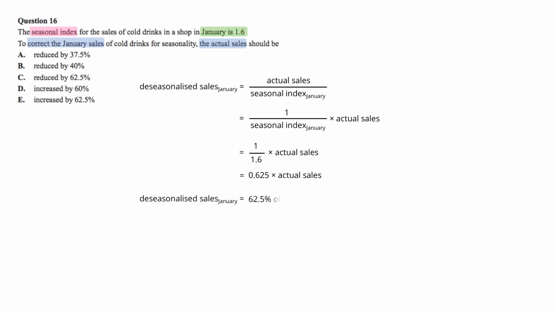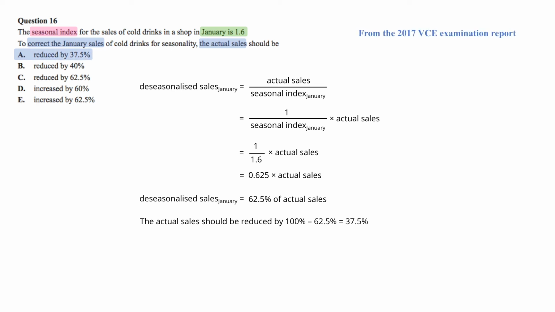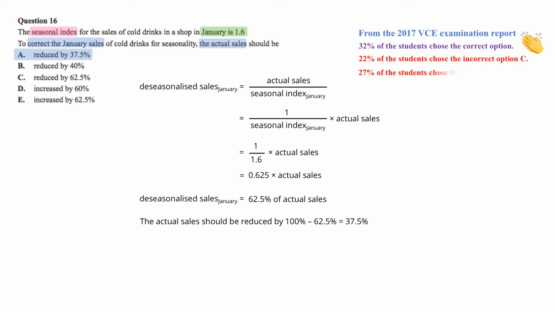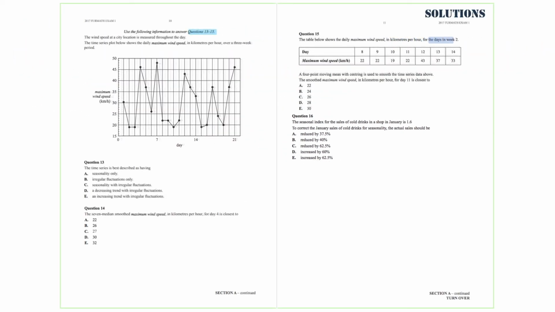So the deseasonalized sales for January are equal to 62.5% of the actual sales. So the actual sales should be reduced by 100 minus 62.5, which is 37.5%. So the answer we are after is option A. From the 2017 VCAA examination report, 32% of the students chose the correct option, with a high percentage of 22% and 27% of students choosing the incorrect options C and D respectively.